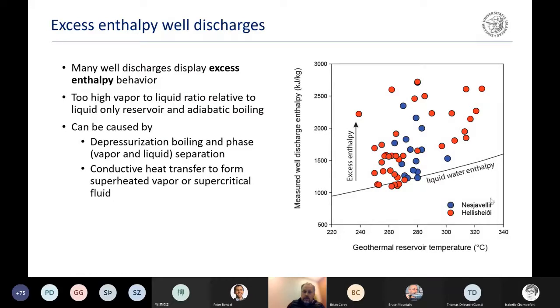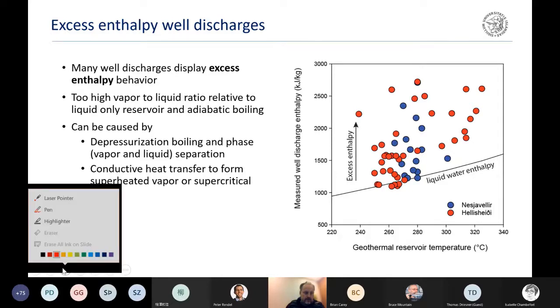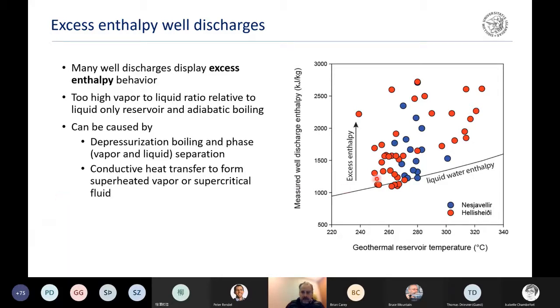And here I have shown two examples from the Hellisheiði geothermal field and Nesjavellir geothermal field, which are here in southwest Iceland. And basically the data points that are sitting above this one-to-one line here, these are what we would call excess enthalpy, of too much vapor in the discharge relative to this adiabatic boiling and liquid reservoir.